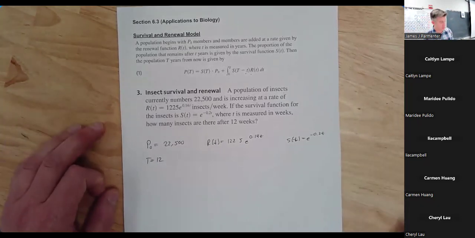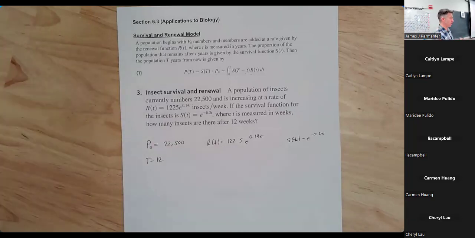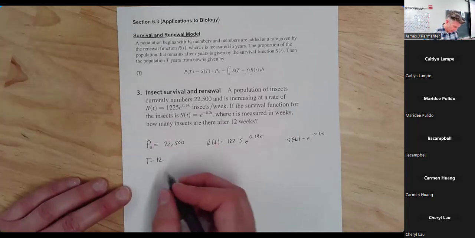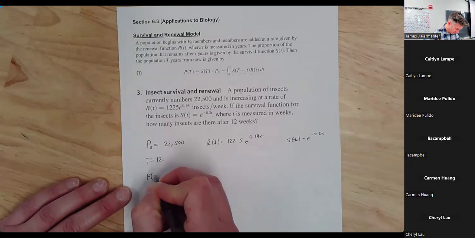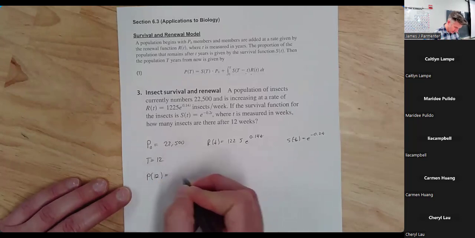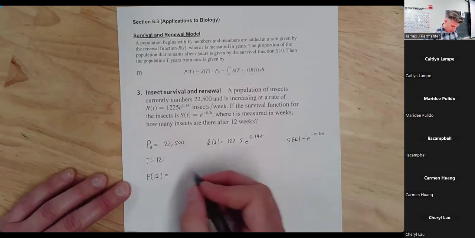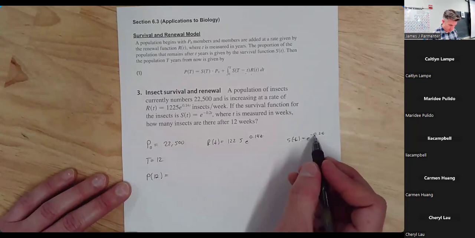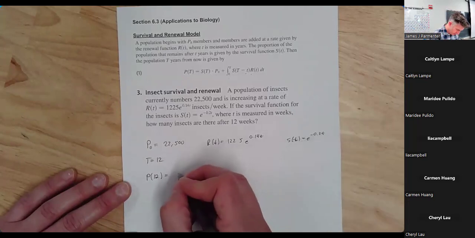So now I'm literally just going to throw this all into this equation. My P of 12 is going to be S of 12. So S of 12 is going to be e to the negative 0.2 times 12.